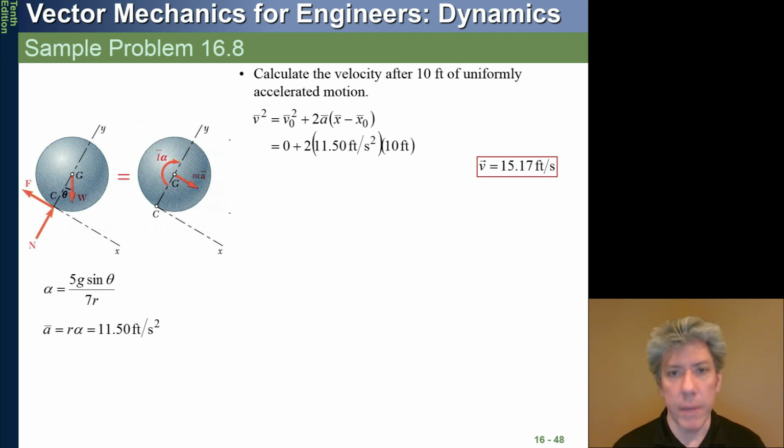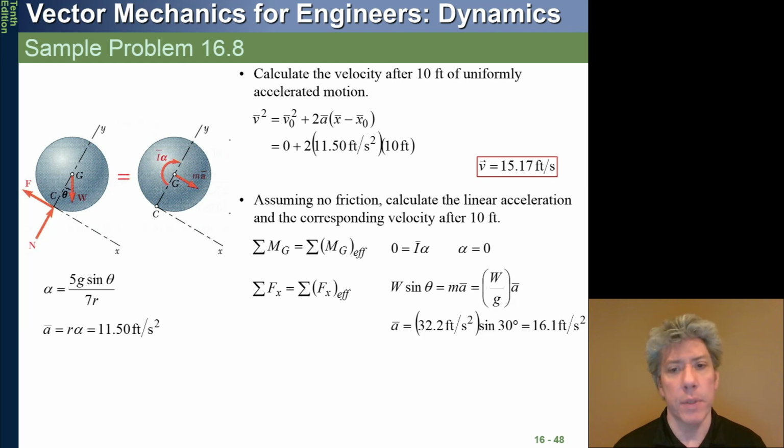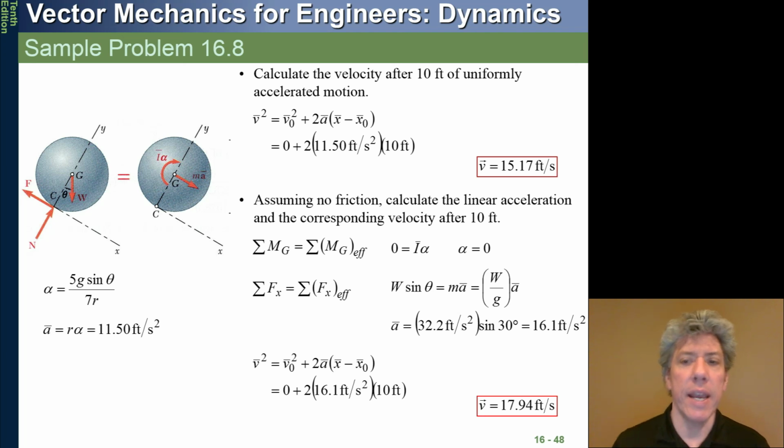Now, after that, they play with kinematics and say, okay, what's the velocity after 10 feet of acceleration? The next question is, what if there is no friction? Then what happens? Well, then the equations are a little simpler because there is no I alpha, okay? There's no angular acceleration. In that case, the linear velocity comes out to 17.94 feet per second versus 15.17 after 10 feet. And so the effective acceleration is higher now, right?